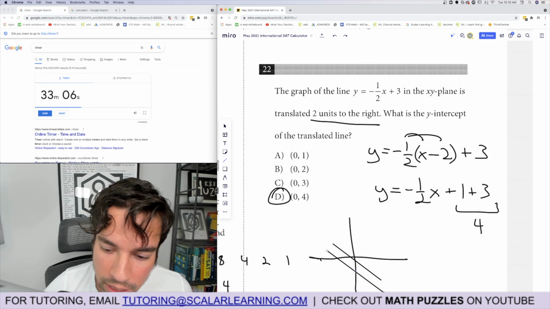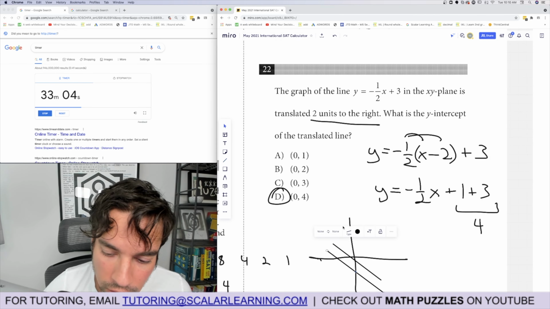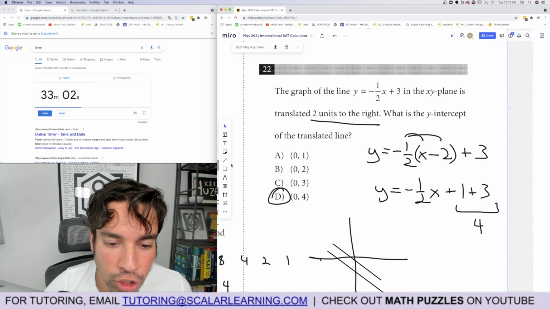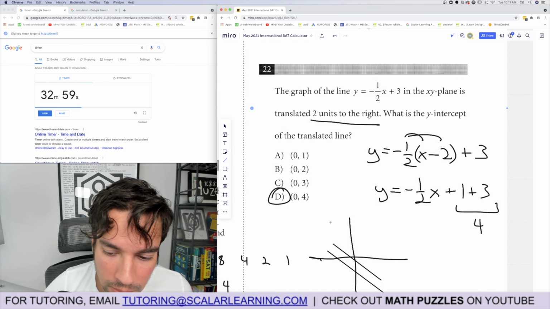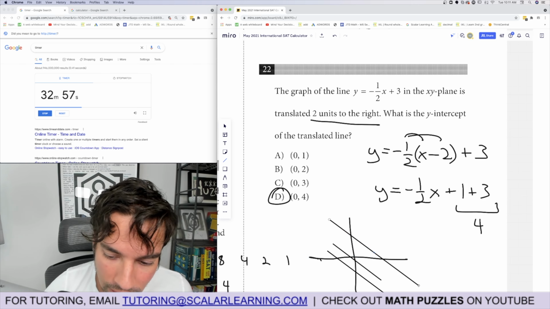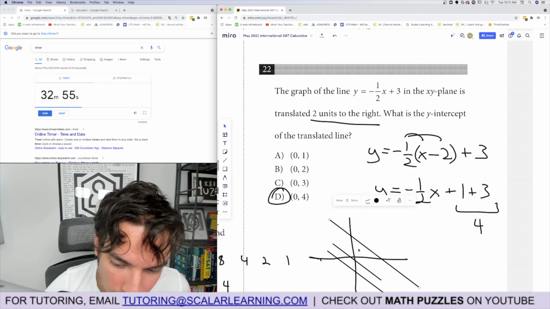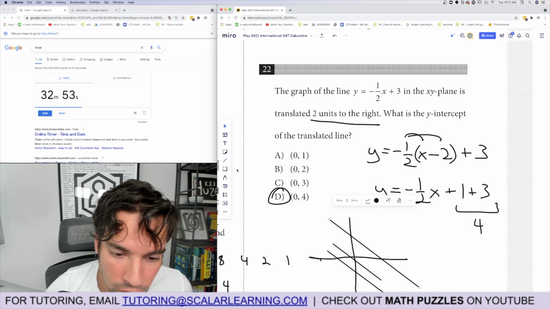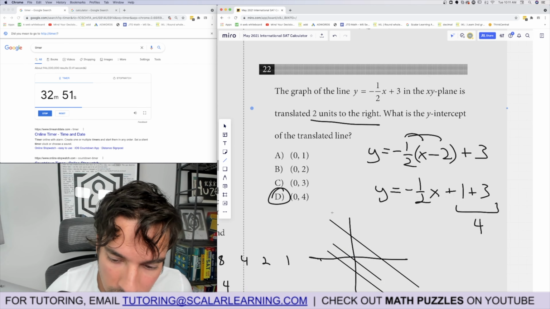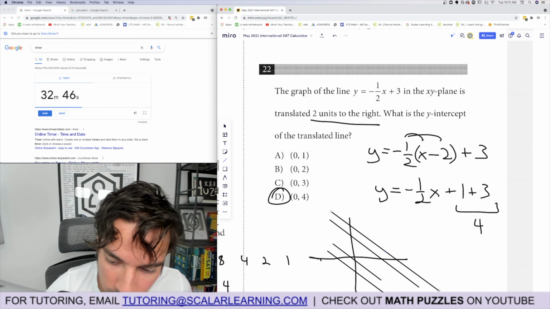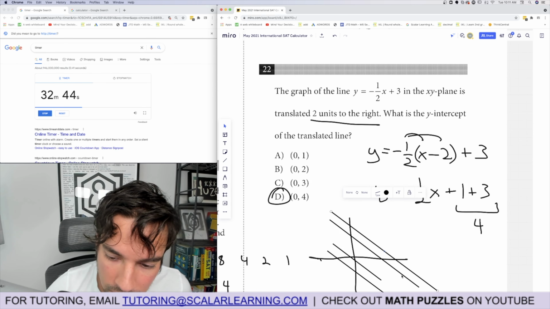So here's the original line, negative 1/2. Oh yeah, and actually, sorry, it's plus 3. Oh yeah, it's shifted up. What am I talking about? I was thinking about it as if it was going down, as if it was negative, but it shifted up. So you can see, here's the original line, and then here is the new line, because it's shifted up 1. And that makes sense, right?